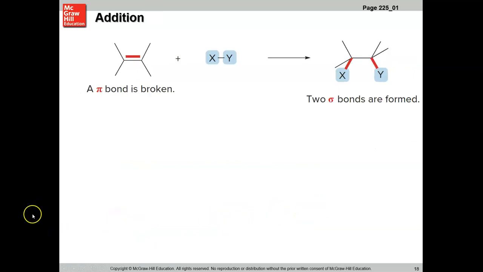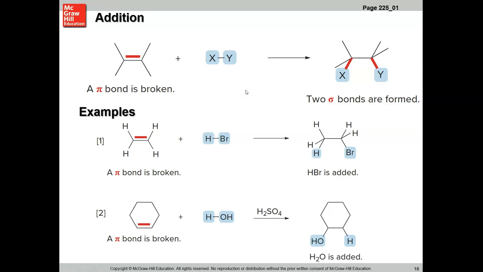An addition reaction is, as you guessed, adding something, and it's essentially the reverse reaction of what we just looked at. So we have a double bond, and now we're going to break that double bond to form two new sigma bonds between these compounds that are shown here, X and Y. And here are some examples. The pi bond is broken to form a new sigma bond with a hydrogen, and a new sigma bond from this carbon with a bromine.